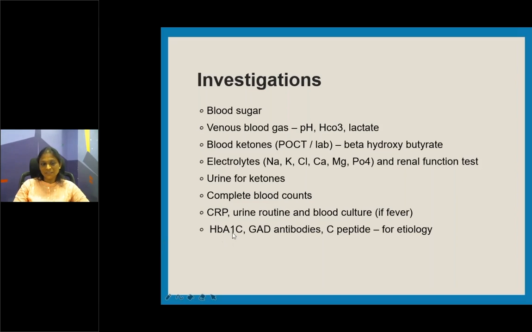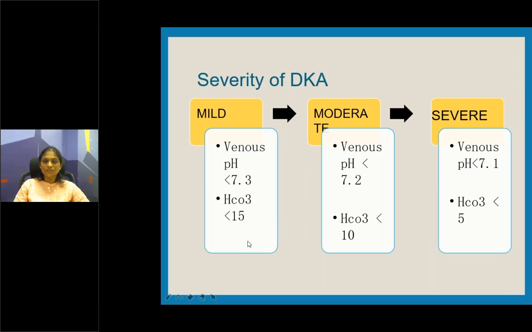Lastly, we also send HbA1c, GAD antibody and C-peptide. This is for establishing the etiology. For severity of DKA, we use either venous pH or the bicarbonate for classifying the severity. Previously, the sensorium was also included in the classification of DKA.